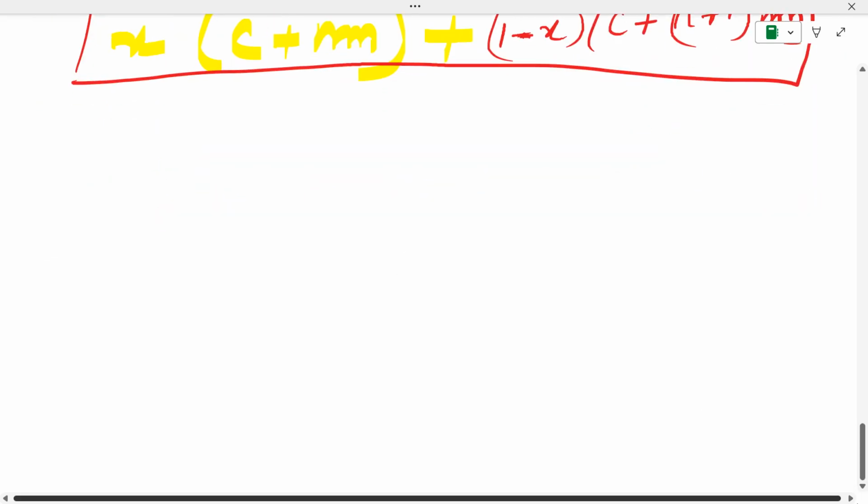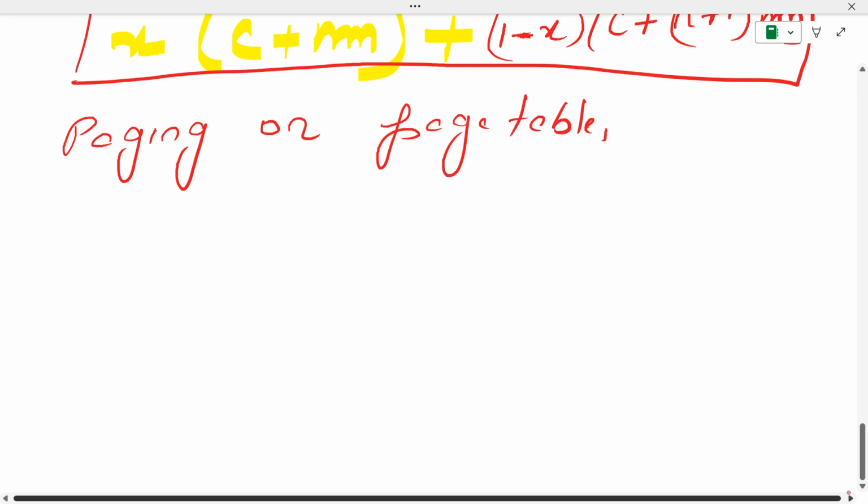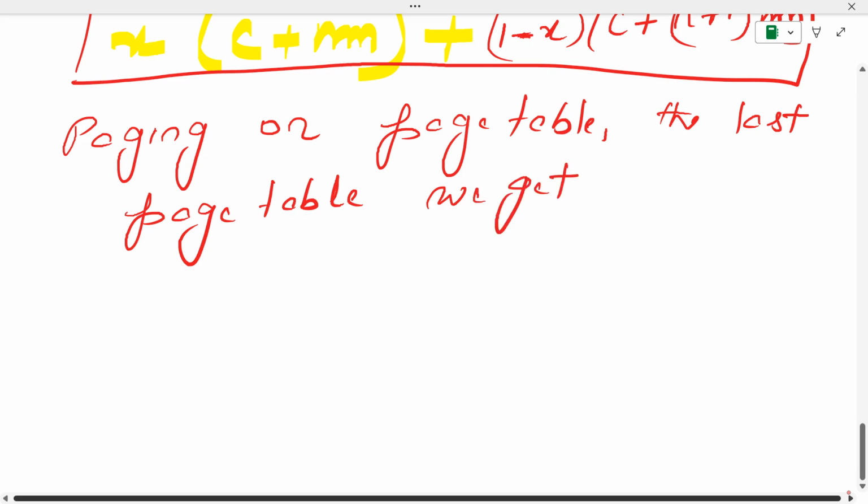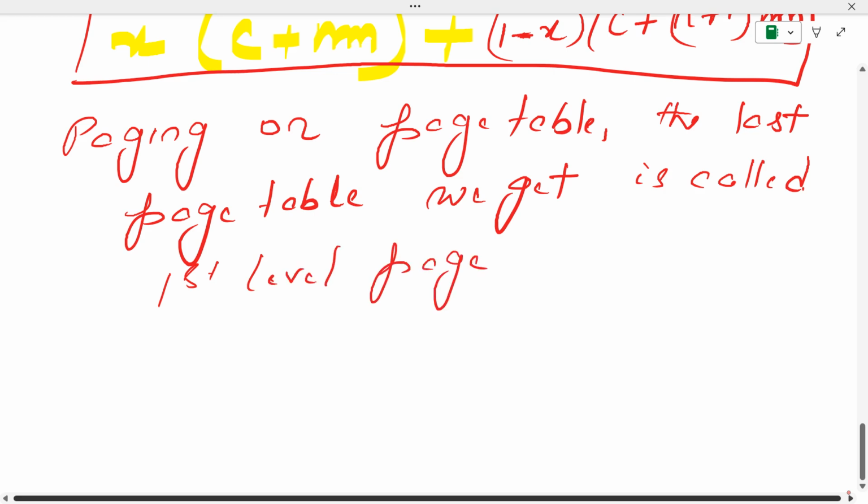So this is all about the paging. Some important points to note here: in multi-level paging, when paging is applied on the page table, the last page table we get is called the first level page table. Okay, this is the first point.